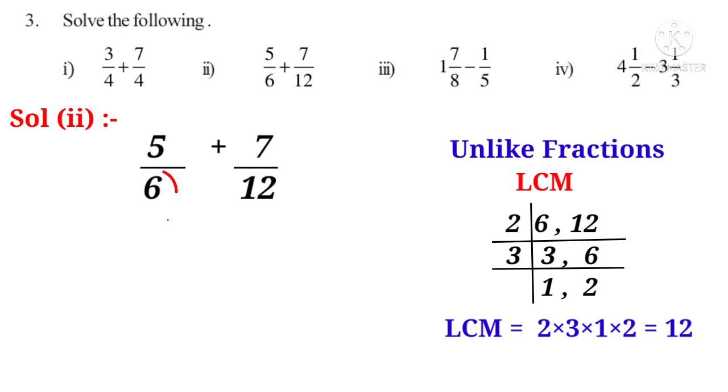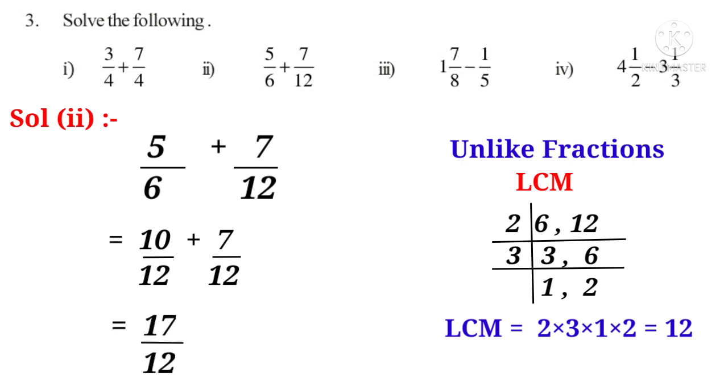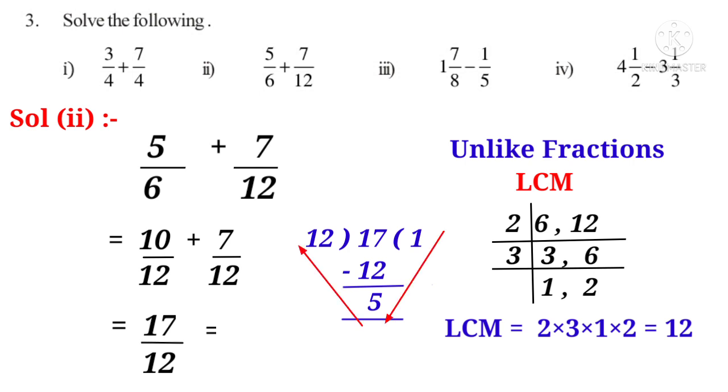Observe that the denominator of the first fraction is 6. So we have to multiply both the numerator and denominator by 2 in order to get the denominator 12. So that is equal to 10 by 12 plus 7 by 12. Now add the numerators. 10 plus 7 is 17 by 12. Now divide 17 by 12. 12 ones are 12. By subtracting we get 5. So that is equal to 1 5 by 12, which is the answer.